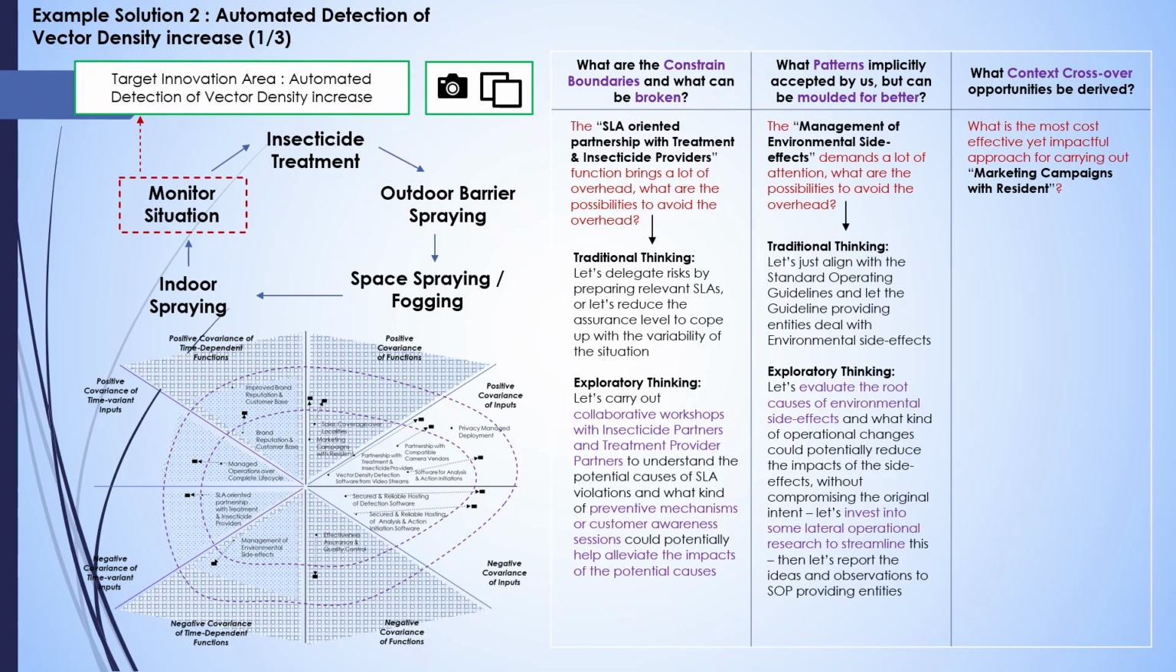What specific elements of the treatment process cause the most environmental impact? Are there operational modifications, different application methods, timing adjustments, alternative formulations that could meaningfully reduce those impacts without compromising treatment effectiveness? Invest in that lateral operational research, document the findings, and then take those insights back to the SOP providing entities. Contribute to the evolution of the guidelines themselves.